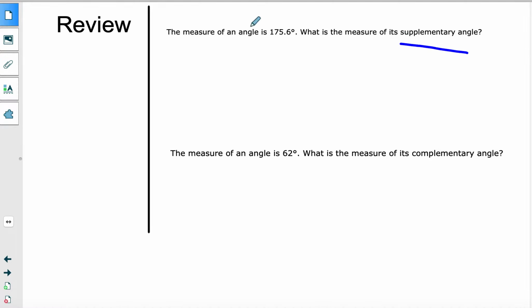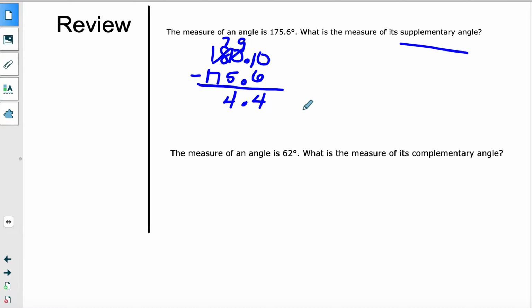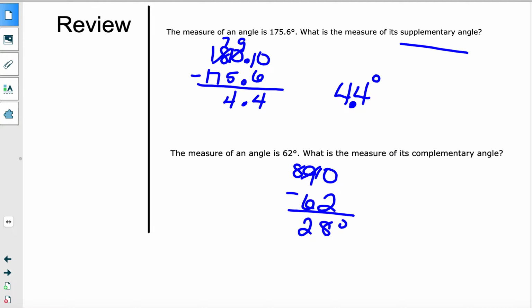Supplementary again means 180. So I got to take 180 minus 175.6. Line up my decimal points because I'm subtracting. I have to borrow. I'm going to make this a 10, but then I have to borrow to make it a 9 and make this a 10. 10 minus 6 is 4. Bring down the decimal. 9 minus 5 is 4. The supplementary angle is 4.4 degrees. Complementary is 90. So 90 minus 62. And yes, make sure you wrote it down so you have it even if you used a calculator, is 28 degrees would be its complement.